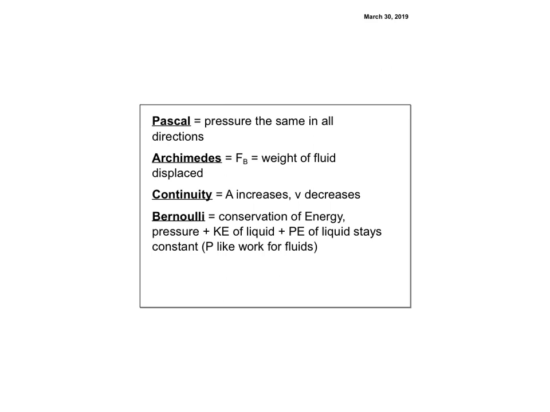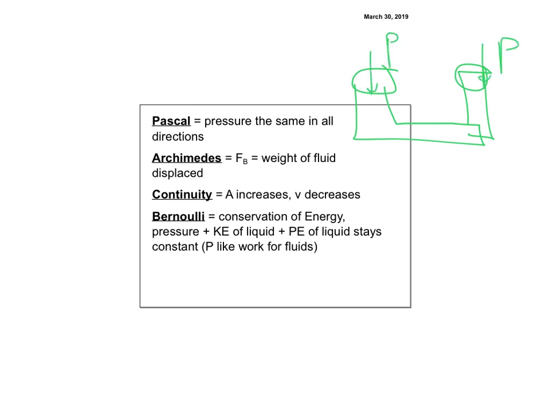For Pascal, the pressure is the same in all directions. So if I have an enclosed system, like a hydraulic lift, and I have pressure over here, the pressure has to be the same over here. So if you change the area, you get more force, you can get more lift out of it. This has to be enclosed. If you have openings, that's not true, because then the pressure can escape right out into the atmosphere, and then you don't have the pressure moving through the whole system.